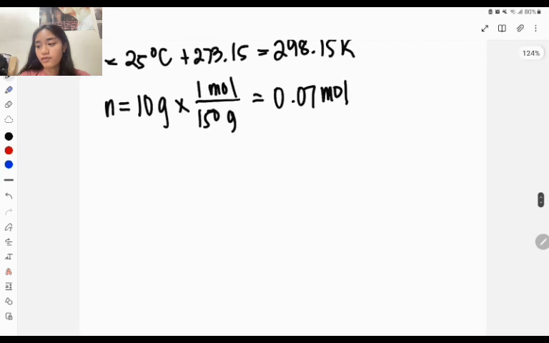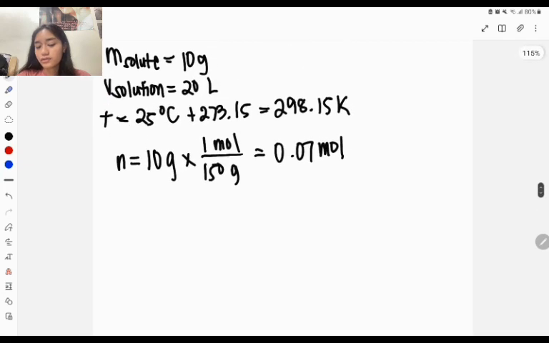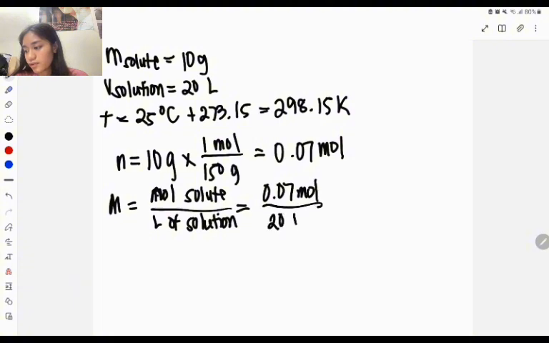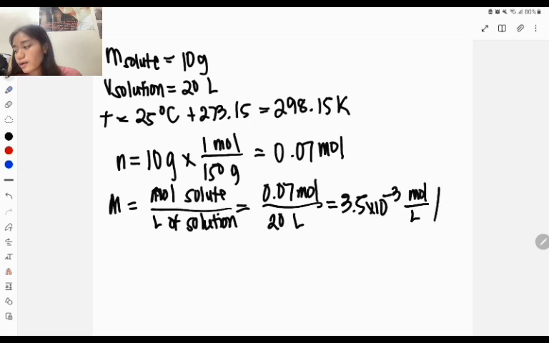Then we have to solve for the molarity of the solution, which is mole of the solute over the liter of solution. So 0.07 mole over 20 liters is equal to 3.5 times 10 to the power of negative 3 mole over liter or molarity.